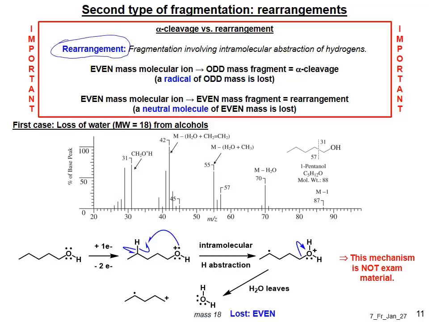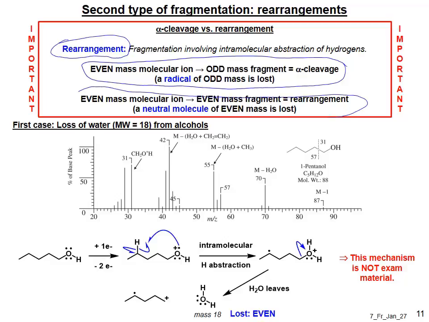If we go a bit further and try to compare the two types of fragmentations, what we already saw about alpha cleavages in the previous video is that an alpha cleavage can be recognized on a mass spectrum because if we start with a molecular ion of even mass, it would lead to the formation of odd mass fragments. Well, a rearrangement fragmentation can be identified by the fact that if you start with an even mass molecular ion, you're going to get an even mass fragment.